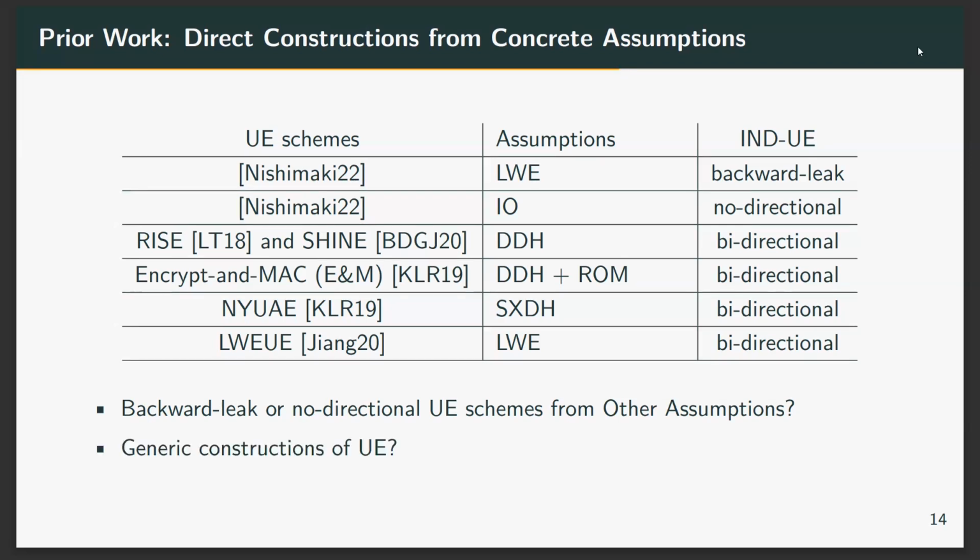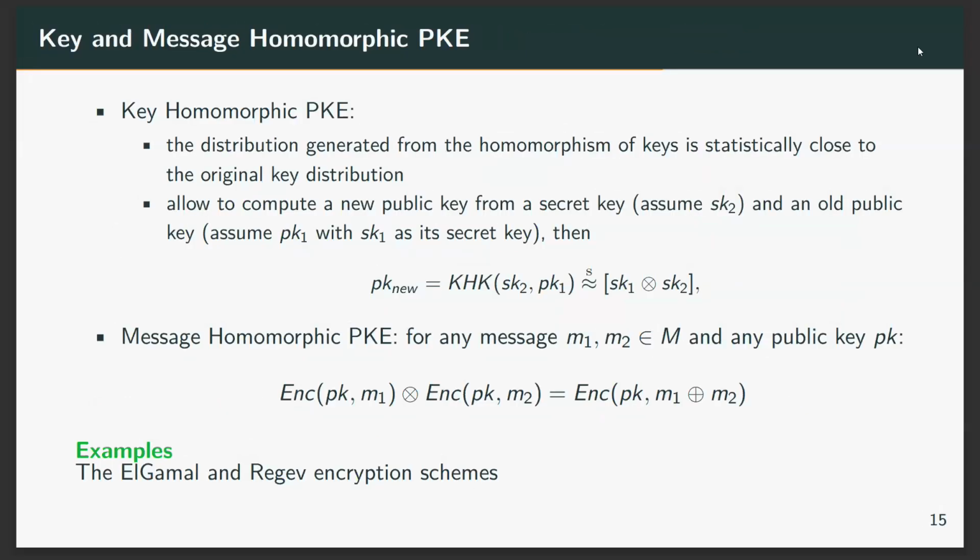So we are interested in proposing updatable encryption generically. The first generic construction is based on key and message homomorphic public key encryptions. Here you can think about ElGamal, actually. Key homomorphic means the keys are homomorphic: the distribution of the homomorphically derived keys is indistinguishable from the real key. I mean, you can generate a new key from an old key homomorphically.